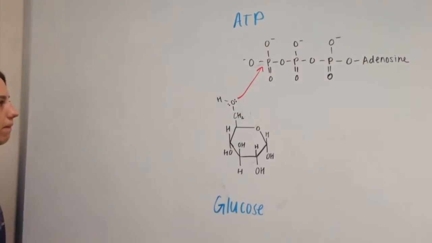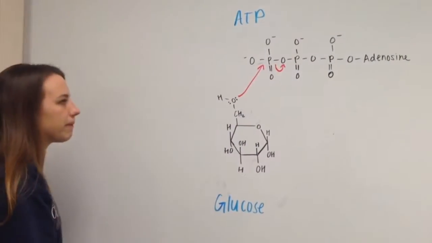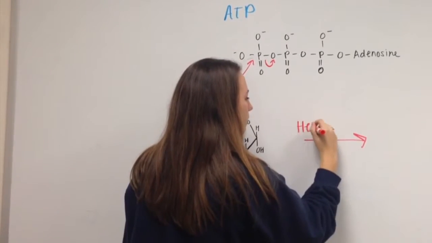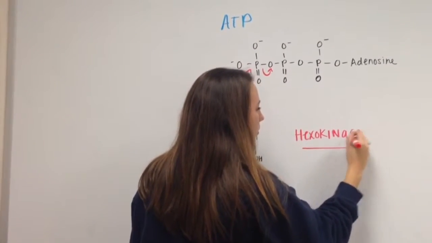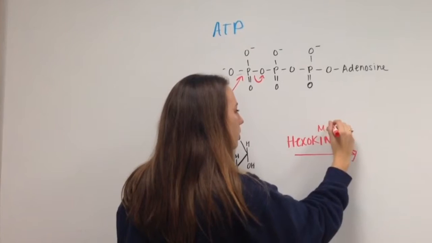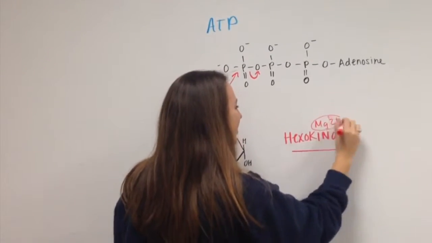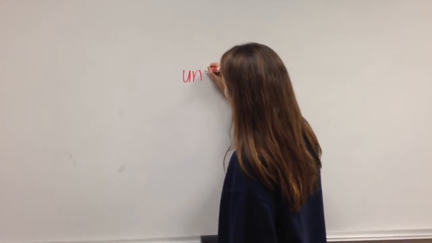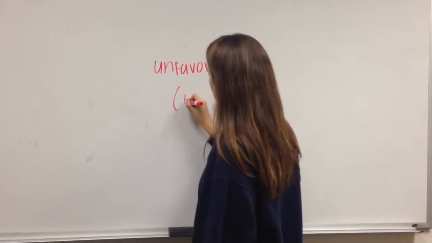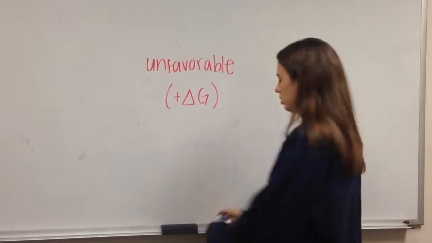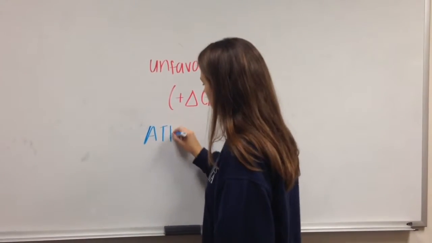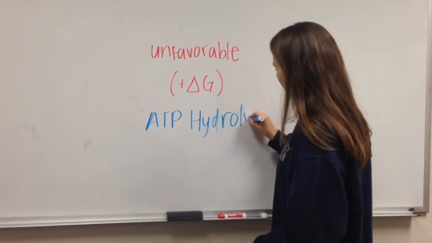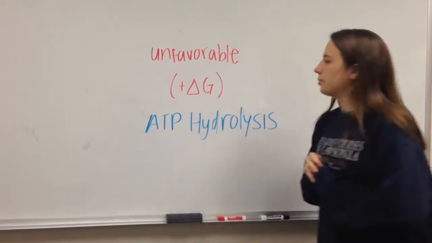Hexokinase enhances the nucleophilic attack of the C6-hydroxyl group of glucose on the gamma phosphate of ATP, forming glucose 6-phosphate. ATP binds to the enzyme as a complex with a magnesium ion. At physiological conditions, this reaction is thermodynamically unfavorable, so it is coupled to the hydrolysis of ATP to ADP and Pi to make it a favorable reaction.